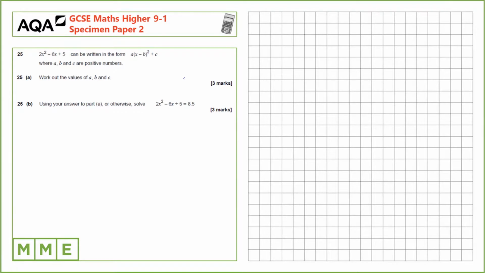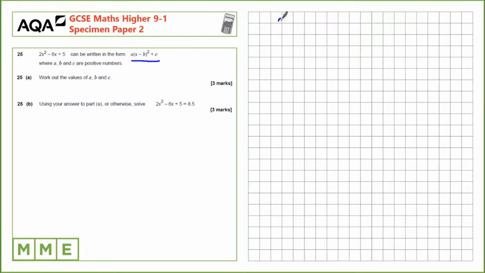Question 25. 2x squared minus 6x plus 5 can be written in the form a(x minus b) all squared plus c, where a, b and c are positive numbers. Work out the values of a, b and c. This format tells us that we need to complete the square on this expression.